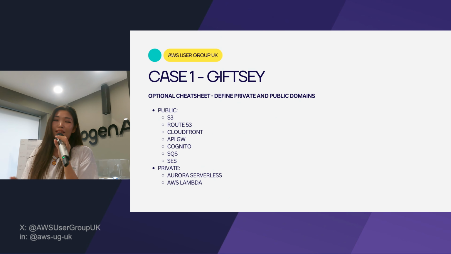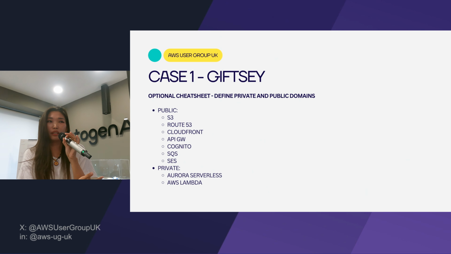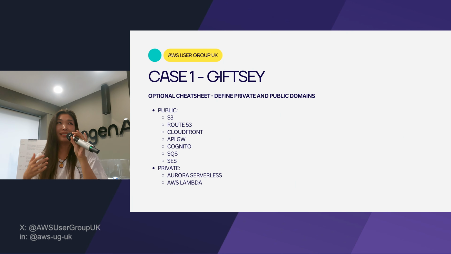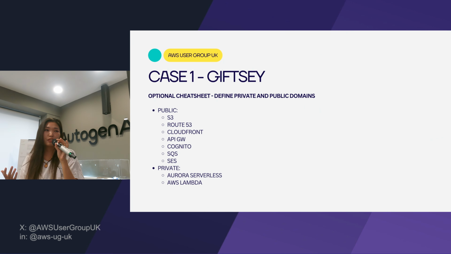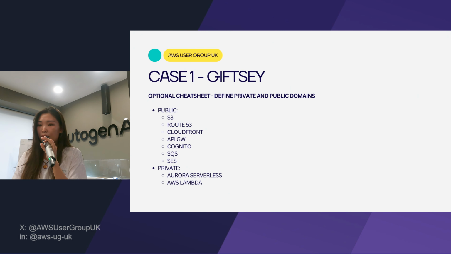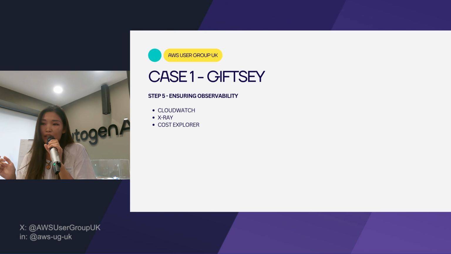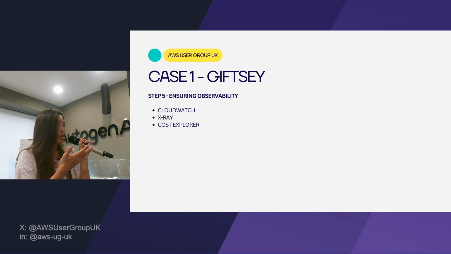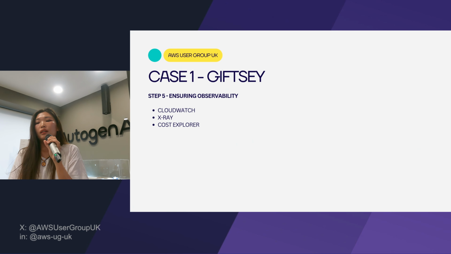Finally, this is an optional step. If you want to go into more details and sketch a more advanced diagram, you can start to think about VPCs, about different AWS resources that need to go into specific subnets. You can have private, public subnets and stuff like that. So it's an optional cheat sheet. Finally, step 5, ensuring observability, as I mentioned. Just a few examples: CloudWatch, X-Ray, Cost Explorer.